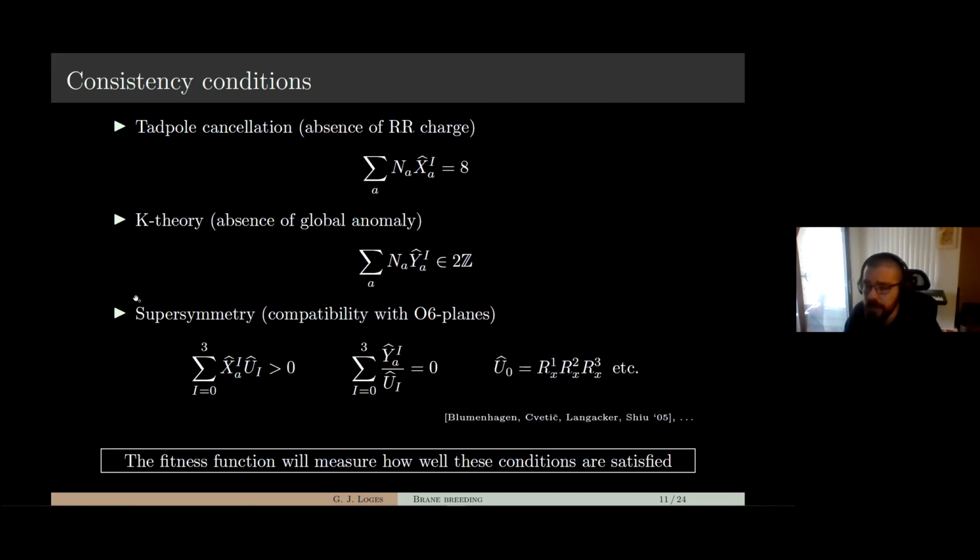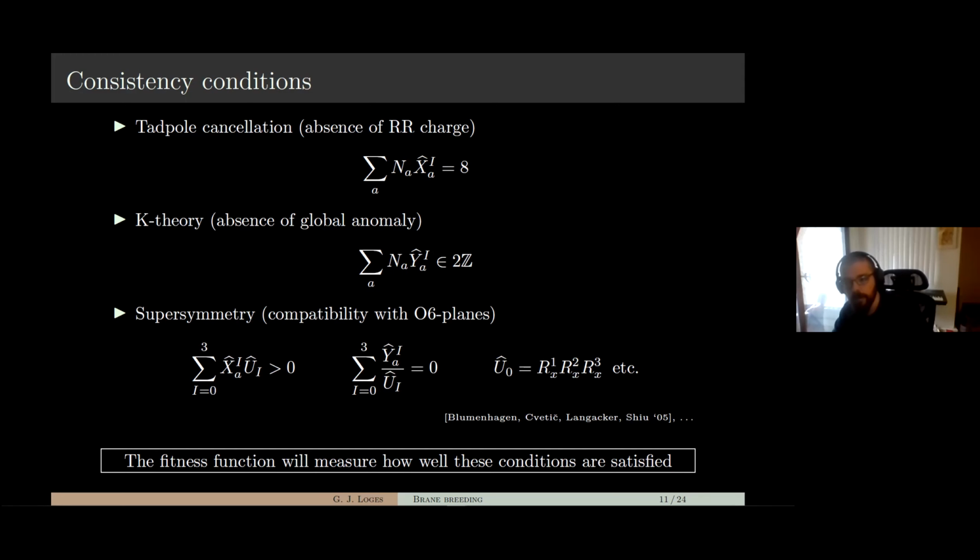The consistency conditions that we want to satisfy, there are 3 of them. One is the absence of RR charge, so tadpole cancellation. There's some negative contribution from the O6 planes that needs to be canceled from the D6 branes. We want to avoid global anomalies, which is measured by this K-theory charge. So this should be even, very compactly written in terms of the x's and the y's. So this is why that basis is so nice. And also we want each of the branes individually to be preserving the same supersymmetries as do the O6 planes. And this amounts to these 2 conditions involving the complex structure moduli.